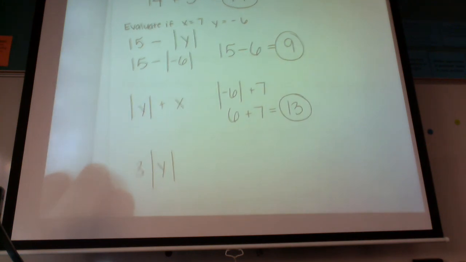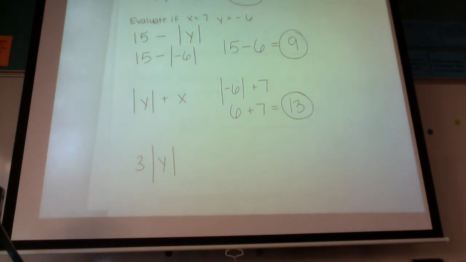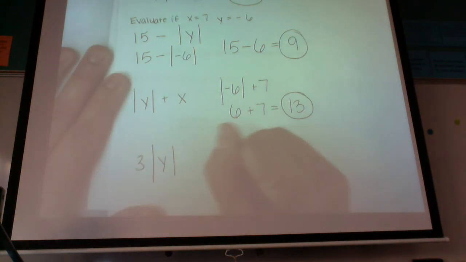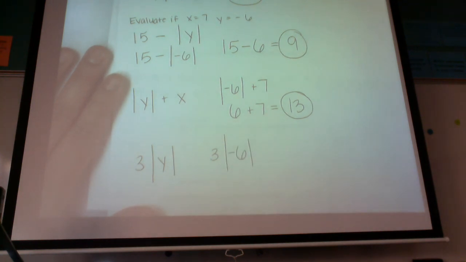Down here, we have a 3 right next to the absolute value of y. Remember, if it's right next to a variable, parentheses, a number, that means multiply. So we're going to be taking 3 times the absolute value of y. We know that y is negative 6. So 3 times the absolute value of negative 6, well, absolute value of negative 6 is 6. 3 times 6, that's a basic fact we should know, is 18.